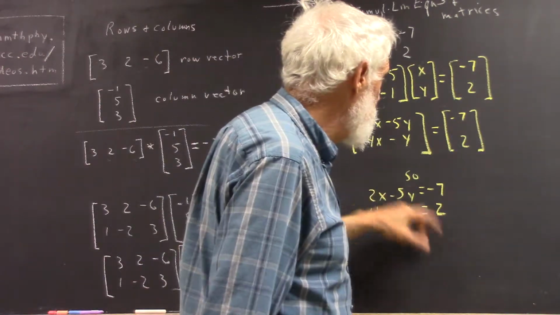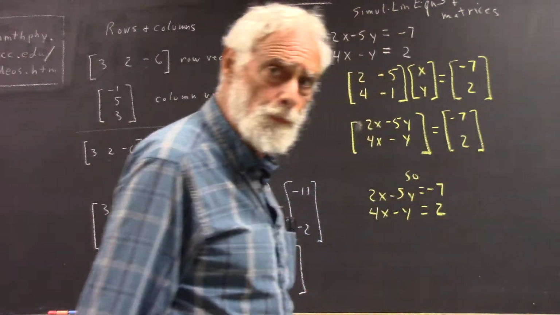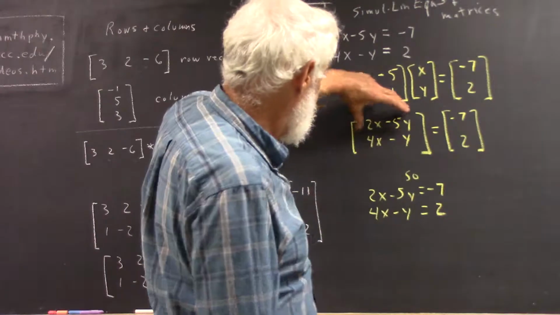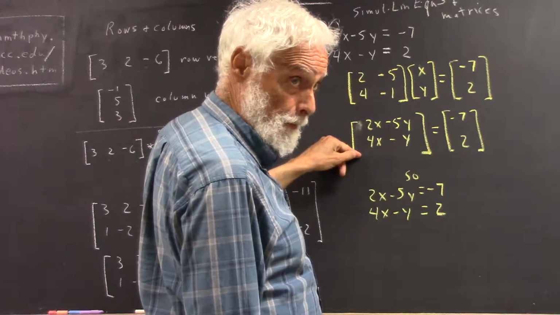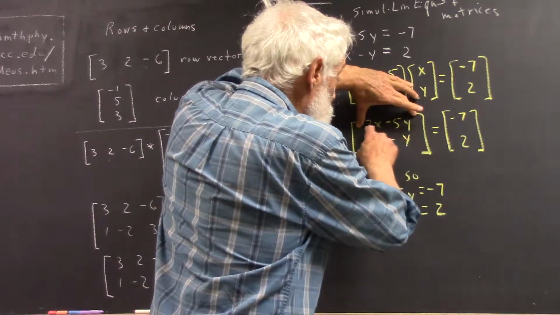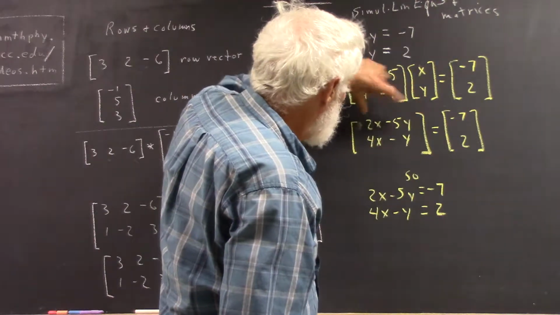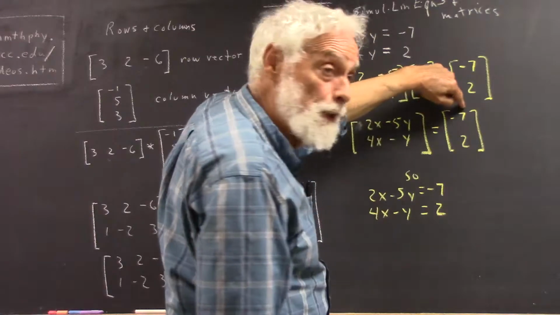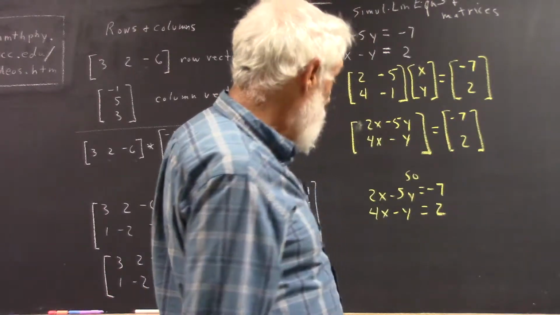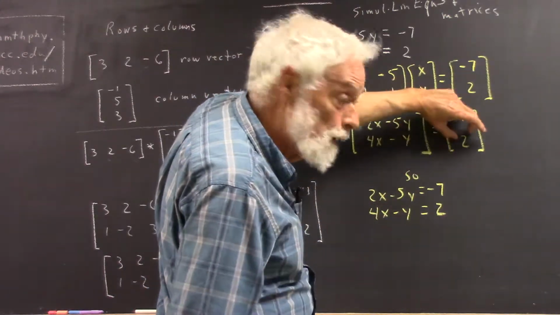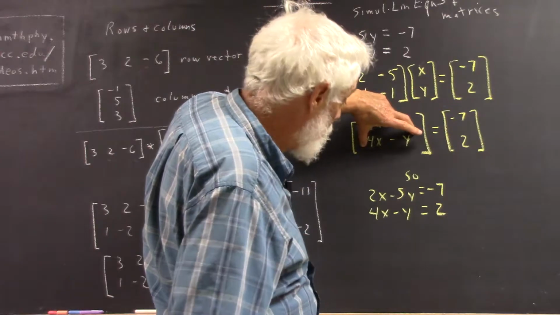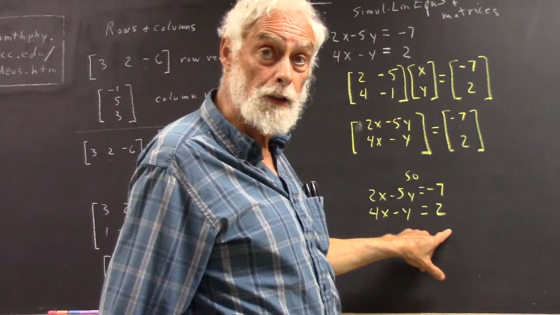Okay? And that has to be equal to this vector, -7, 2. Now, what does it mean for this to be equal to this? This contains only 2 numbers, one number here, one number here. The number that's here is whatever you get when you plug in the value of x and y and evaluate 2x minus 5y. And if this is going to equal this, that has to be equal to -7, so 2x minus 5y has to be equal to -7. And this number has to be equal to this number, so that 4x minus y, whatever that is, for the solution x and y, has to equal 2. So we get 4x minus y equals 2.